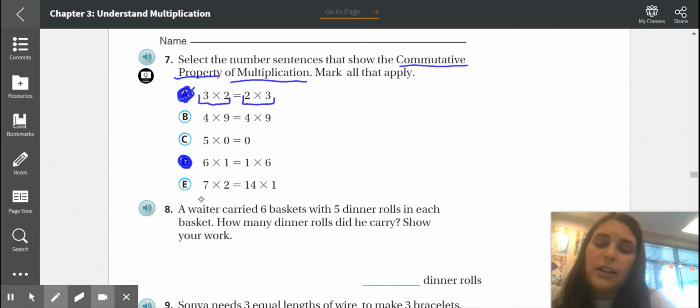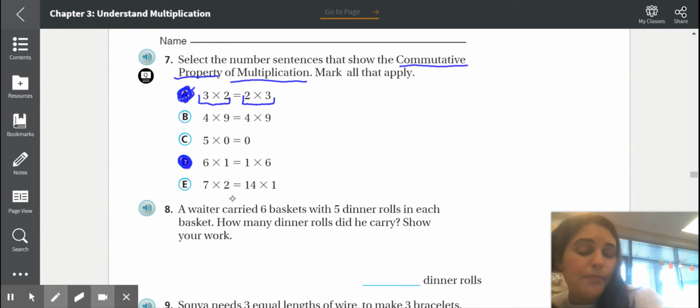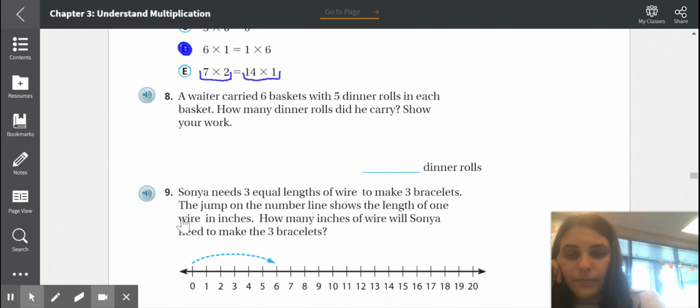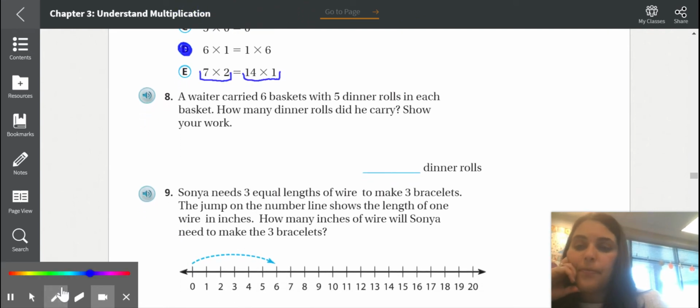And letter E, 7 times 2 equals 14 times 1. That's true. 7 times 2 is 14, and 14 times 1 is also 14, but that's not showing the commutative property. Okay, let's move on to number 8.